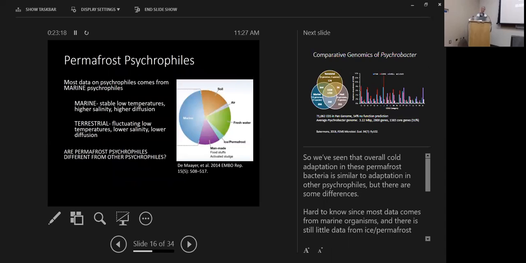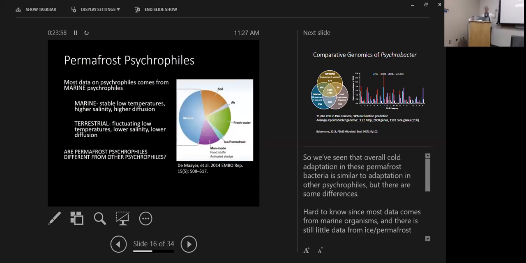The marine environment tends to have more stable low temperature conditions, a higher salinity, and a higher diffusion rate because it tends to stay more liquid. Compared to terrestrial environments where we see fluctuating low temperatures, especially in that active layer, right? So most organisms in the permafrost actually have to pass through that active layer before they get buried into the permafrost. And when it's not frozen, there's going to be a much lower salinity in these terrestrial environments. When it is frozen, it should be about the same as the marine, but you're going to have lower diffusion as well because there's going to be less liquid water there and more soil particles and ice crystals as well.